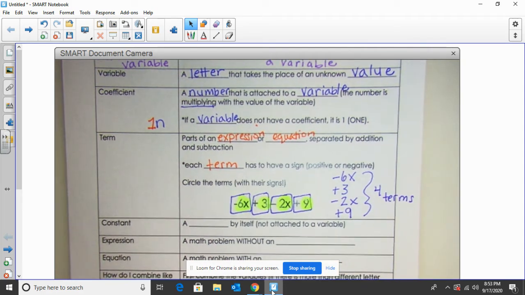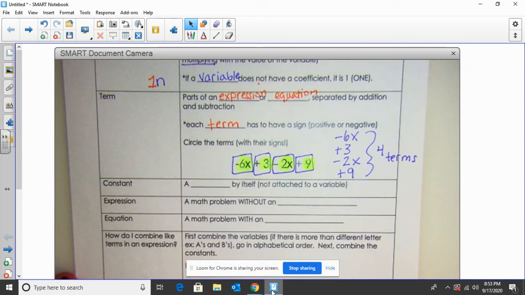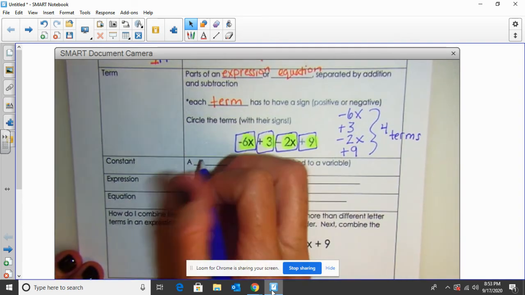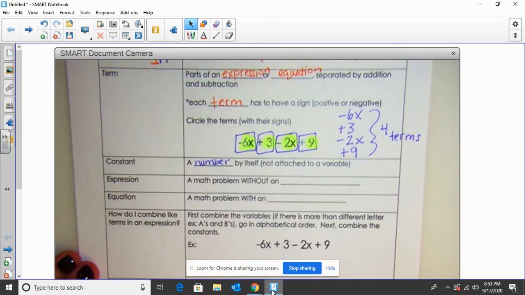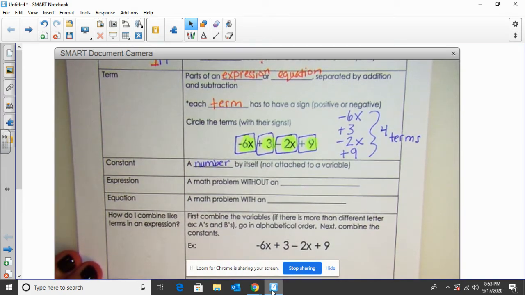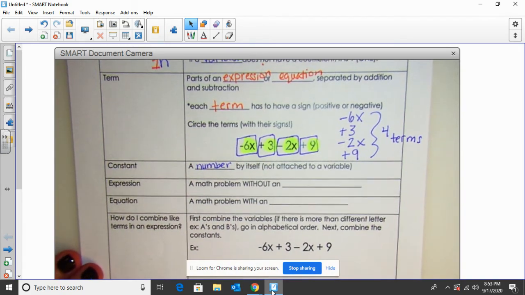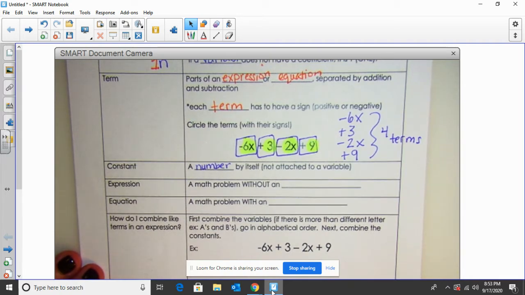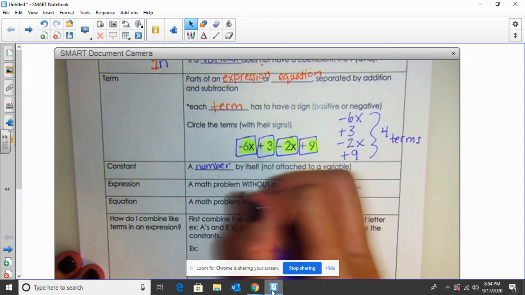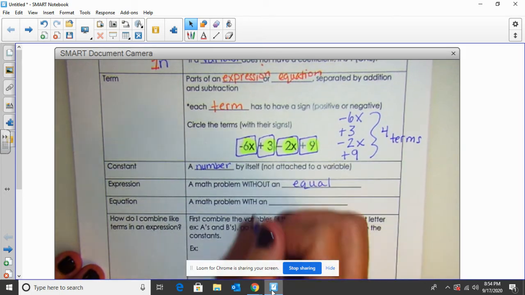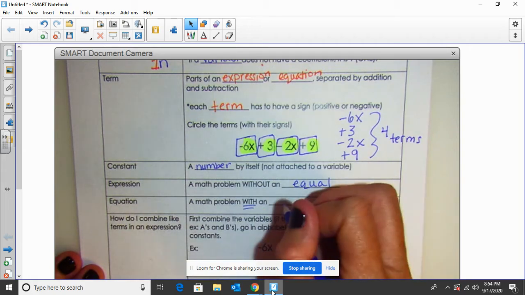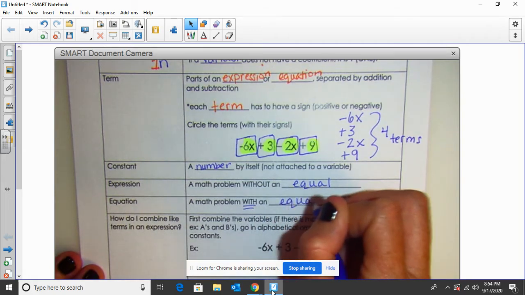Okay, again, referring to the top example, a constant is just a number that's always alone. Okay, it's by itself. He's constantly alone. He's not attached to a variable. And just to do a quick review at the top of the notes, an expression is a math problem without an equal sign, whereas when we start dealing with equations, it does have an equal sign.